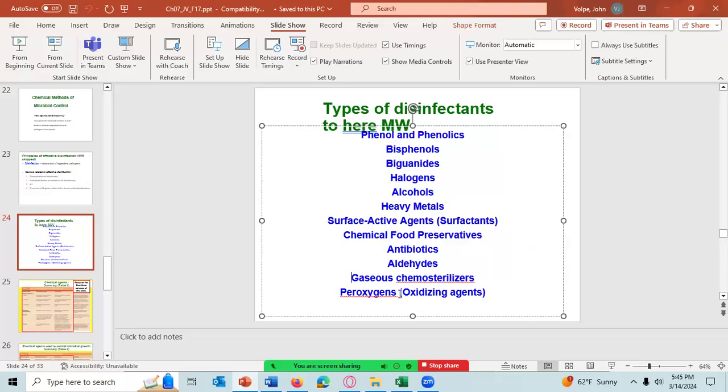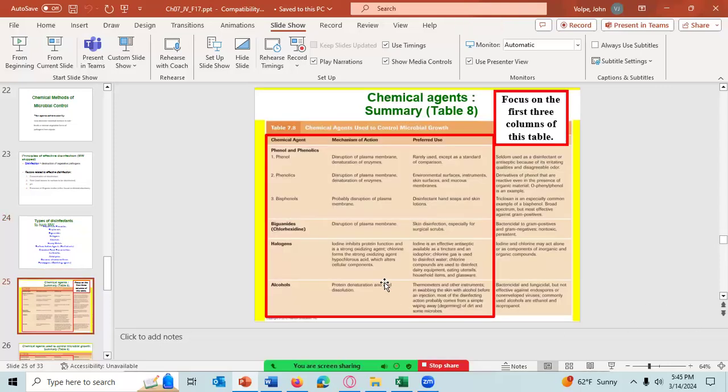Any question about any of that? All right. I'm not going to talk about these. This is just a summary of the different agents.